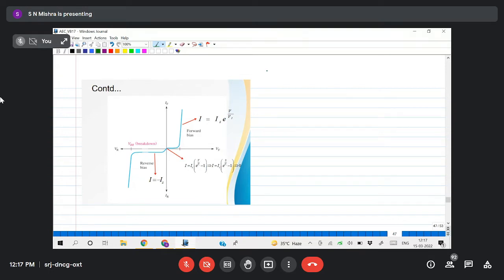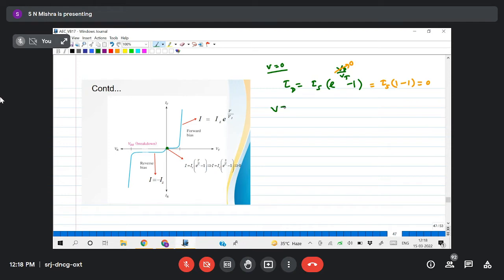So if I take V equals 0, what will we get? ID equals Is e to the power Vd by Vt minus 1. Now Vd is 0, means e to the power 0, so Is times 1 minus 1, that is 0. Yes or no? This is your 0. At this point, voltage is 0, so current is also 0.